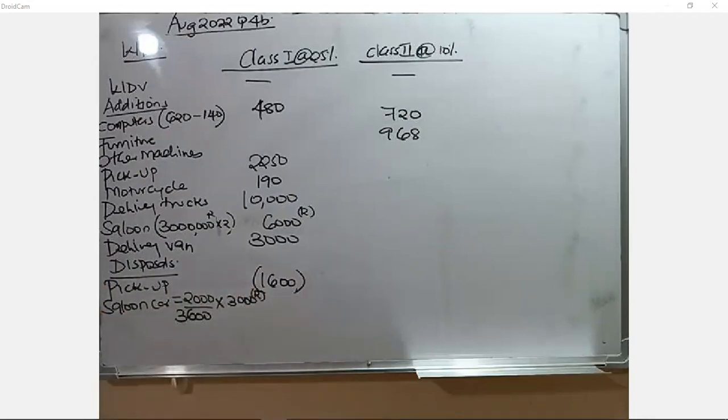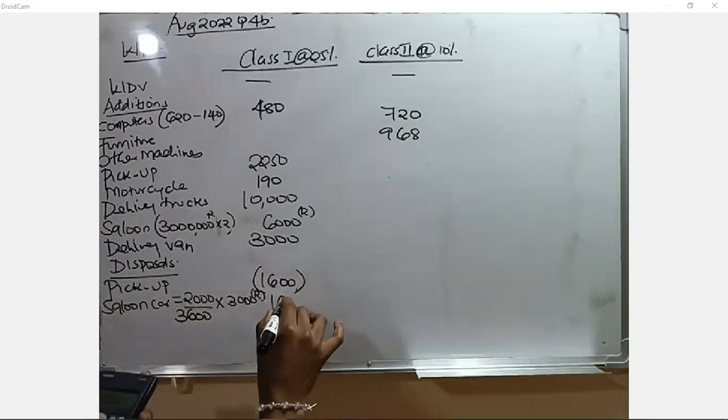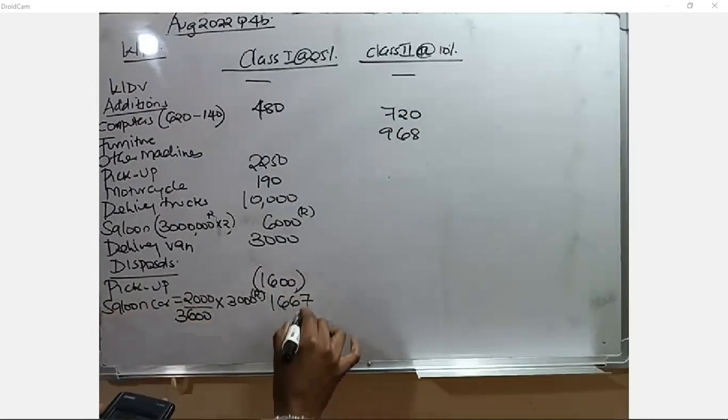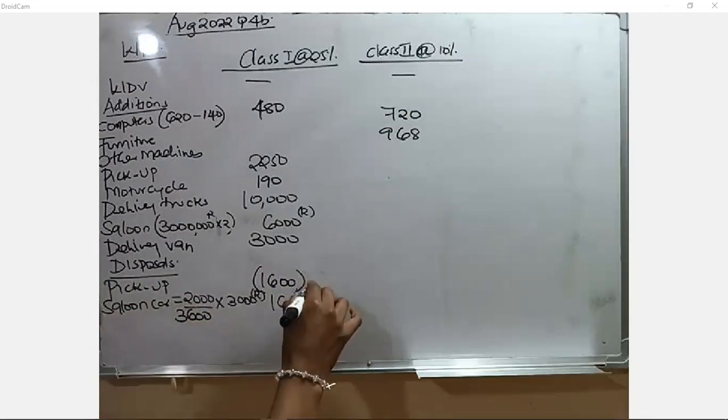I have said you take the cost that was compensated, which is 2,000. You divide by the original cost of that saloon car. Then you multiply by the amount that you're restricting with. So 2,000 divided by 3.6, then you multiply by 3,000. I think it should be 166.7. It should be something like that.